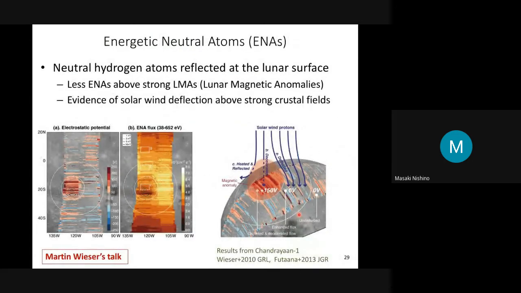Actually, I will skip this one because this afternoon Martin Wieser will talk about this one. But anyway, this is a very interesting result about the lunar strong crustal magnetic field.